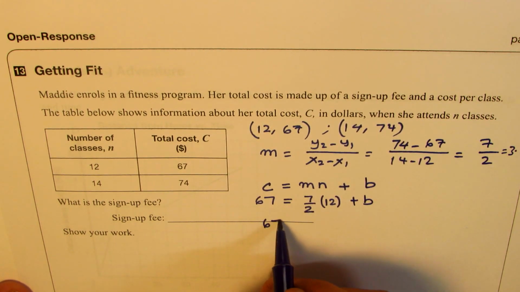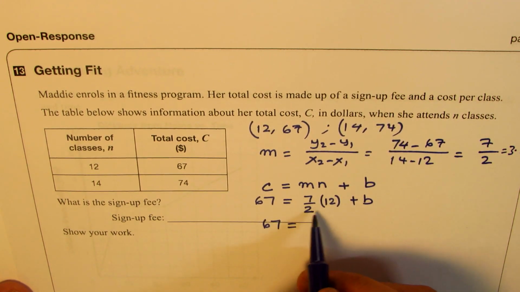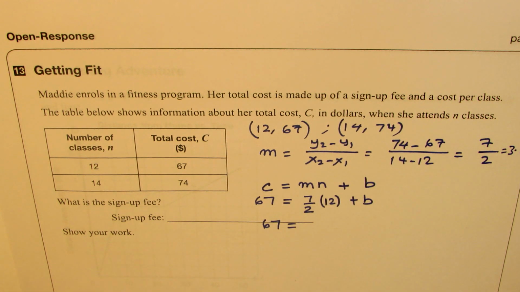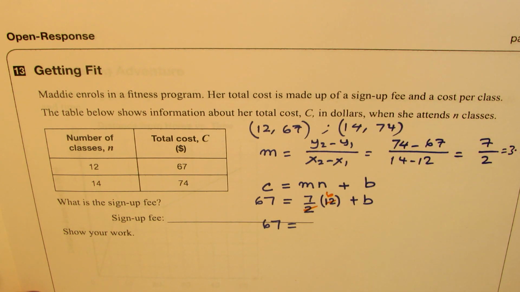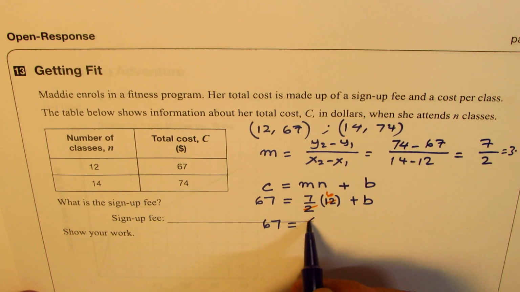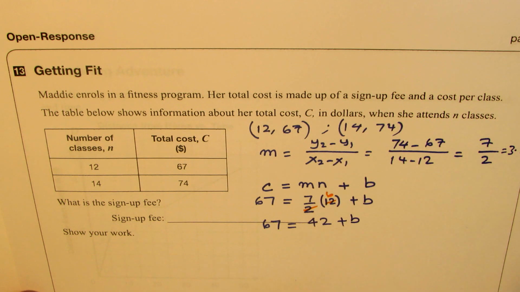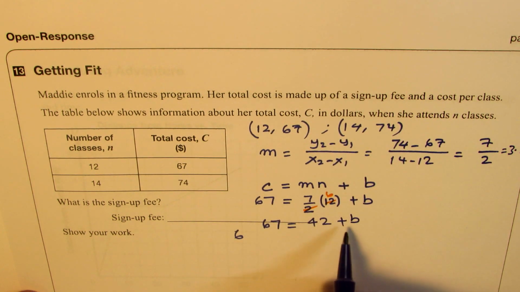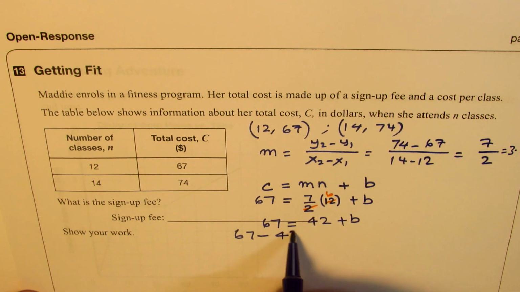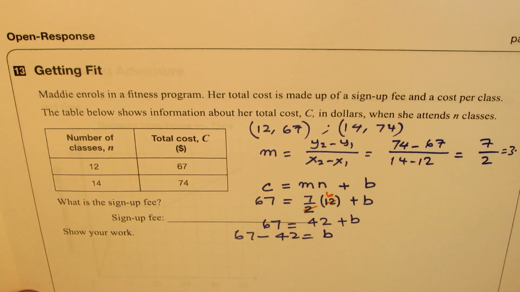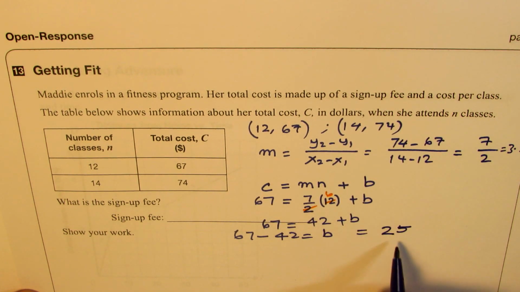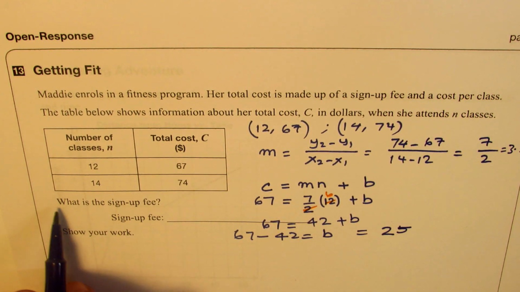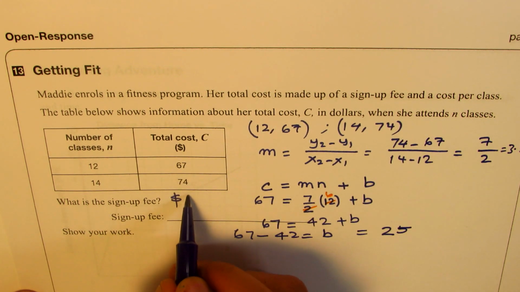So that gives you 67 equals, so you can simplify this. Cancelling 12 by 2, you get 6, right? So 6 times 7 is 42 plus b. Now from here, you can find the value of b as 67 minus 42 equals b, right? So b will be equal to 7, take away 2 from it, you get 5, and from 6 we get 2. So 25. So the sign-up fee is $25.